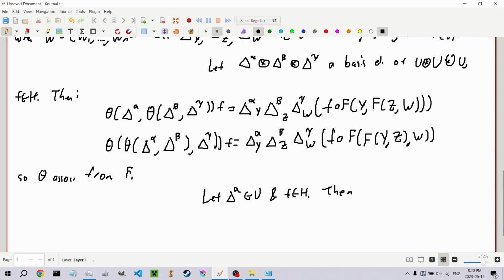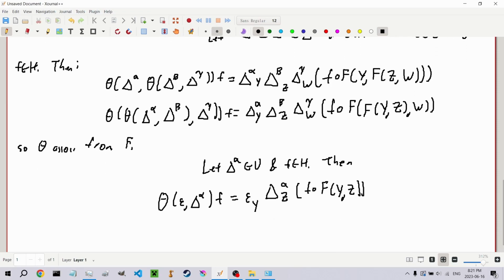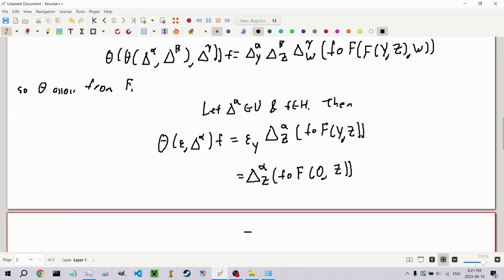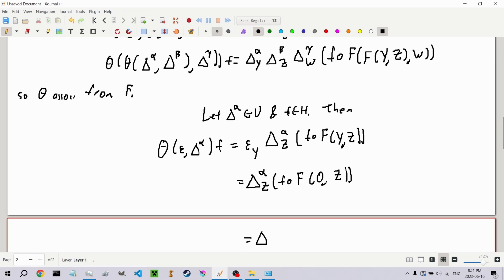Then theta of epsilon delta to the alpha on F is epsilon sub Y with delta Z to the alpha F on F of Y comma Z, which is delta sub Z to the alpha of F on, that's going to make, of course, our Y 0 and Z, because it's the Dirac delta at Y. And this itself is then equal to delta Z sub to the alpha of F of Z.